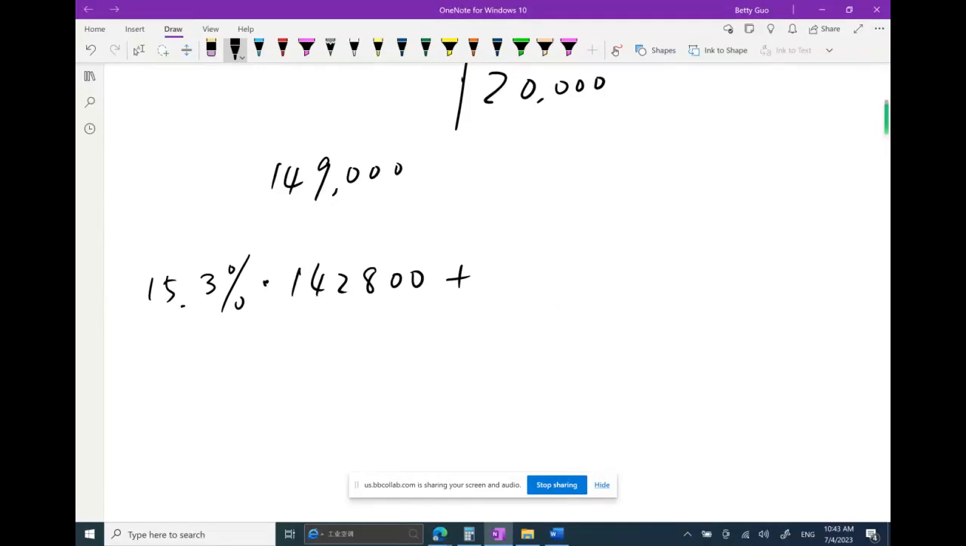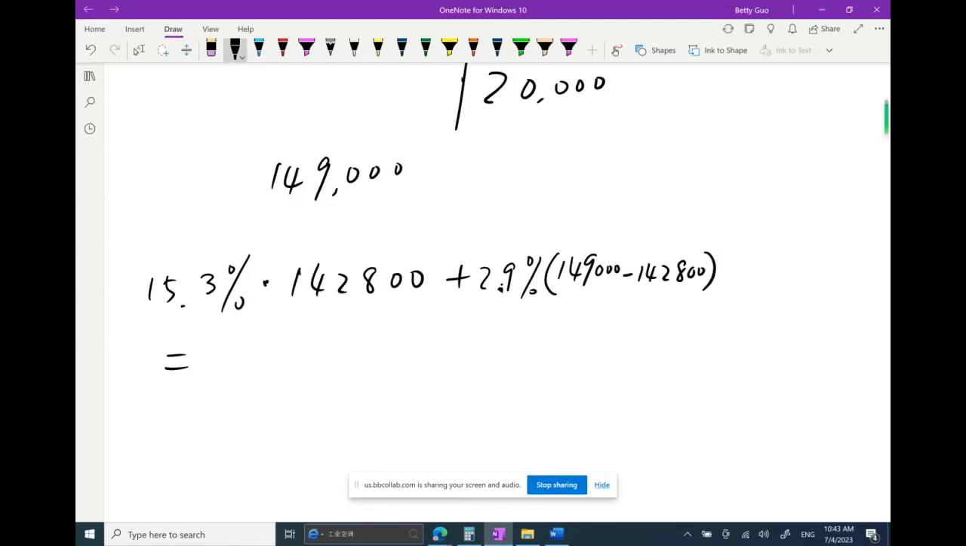Okay, for the money exceeding that amount, so we use 149,000 minus 142,800, and for that extra money, he pays 2.9%. Let's do the algebra. So I'm going to use my calculator.